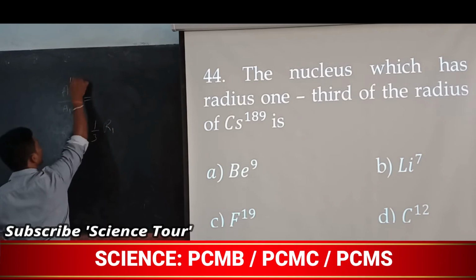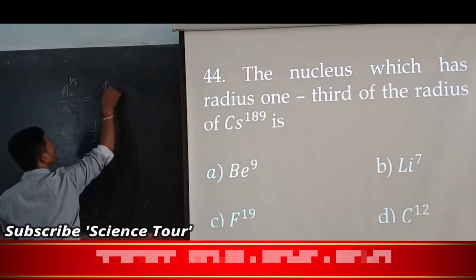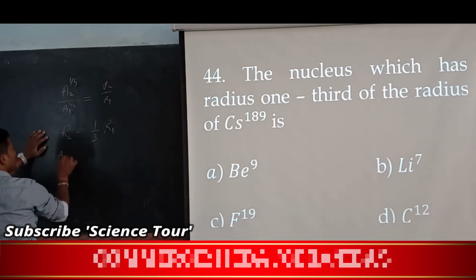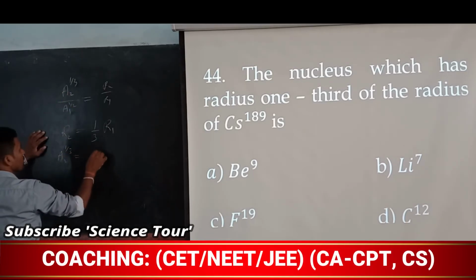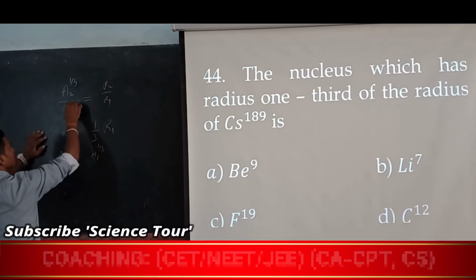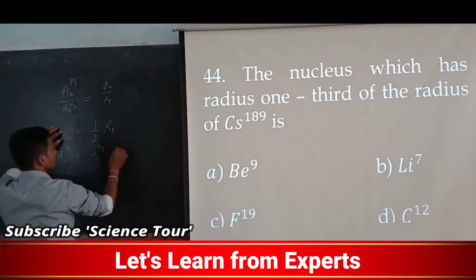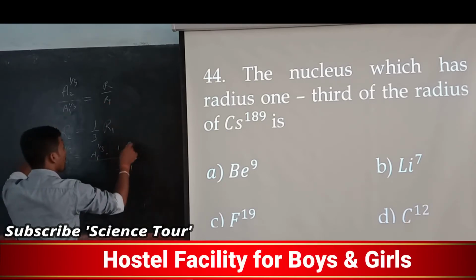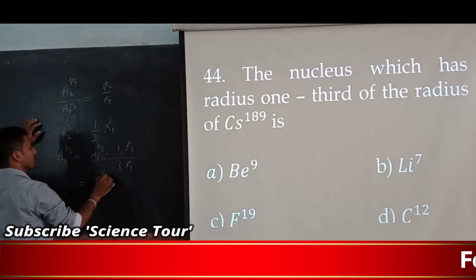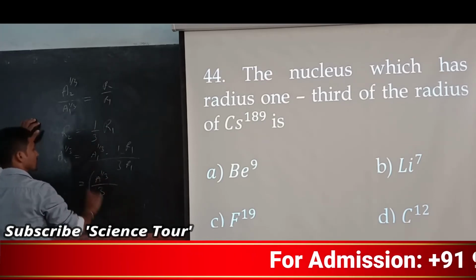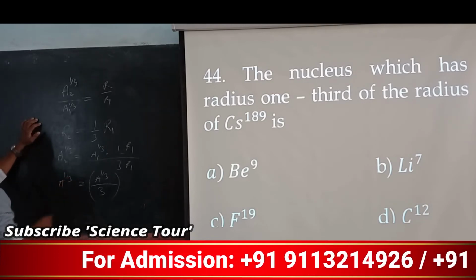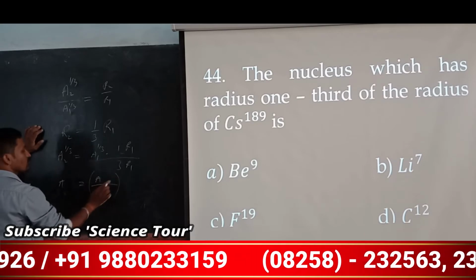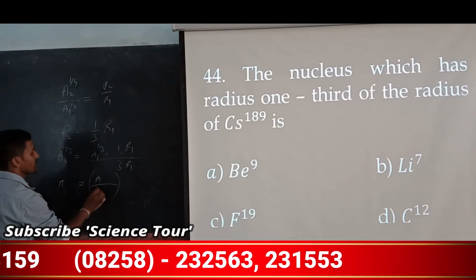So you know that R2 by R1 is 1/3, isn't it? A2 I have to find out. A2 to the power 1/3 is equal to A1 to the power 1/3 into R2 by R1, that is 1/3 into R1 divided by R1. R1 cancels, so A2 to the power 1/3 is A1 to the power 1/3 divided by 3. To remove the power 1/3, I am going to take the cube, so cube of 3 is 27.